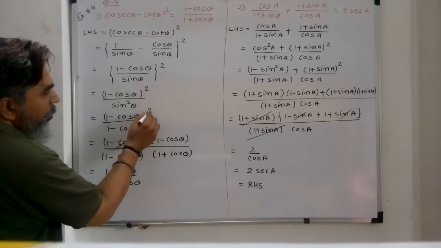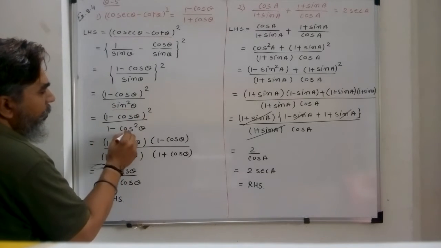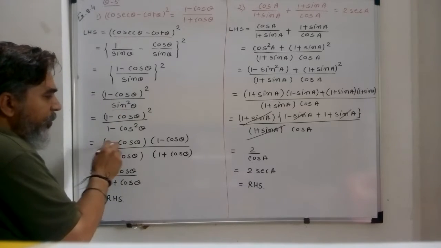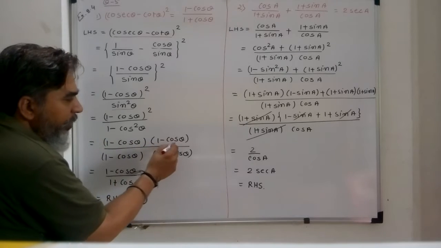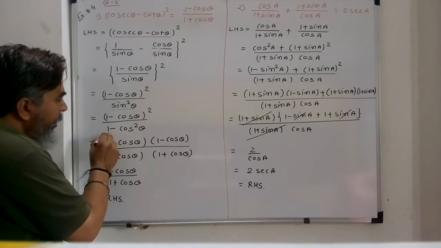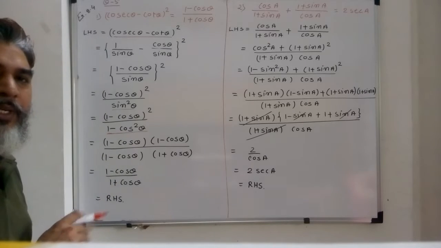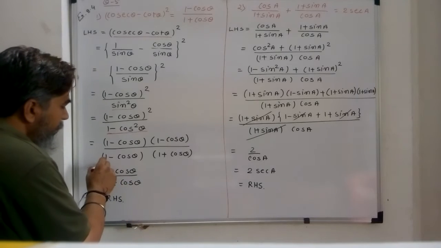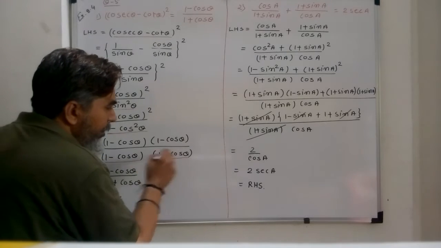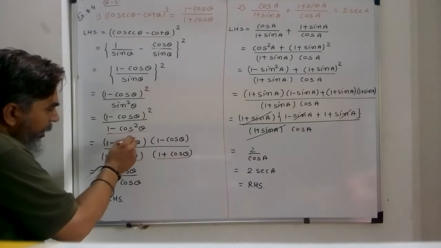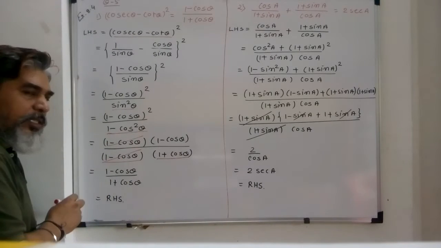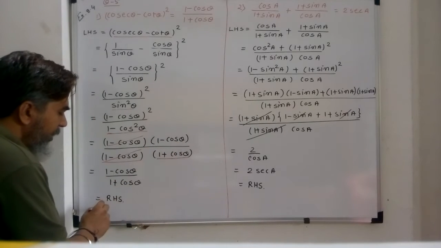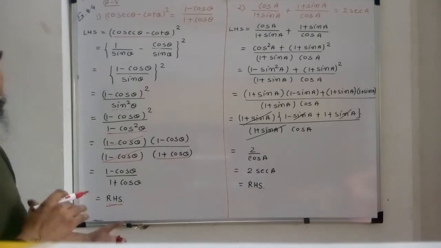Now this is (1 minus cos) whole square, and sin square comes from the identity as 1 minus cos square theta. The numerator is the square of a term, so it can be written twice, (1 minus cos theta)(1 minus cos theta), and the denominator is a square minus b square, so it can be factorized as (a minus b)(a plus b). So it is written as (1 minus cos theta)(1 plus cos theta). Here in numerator and denominator, 1 minus cos theta cancels. So you obtain (1 minus cos theta) upon (1 plus cos theta), and that is equal to the RHS. So this is the first question.